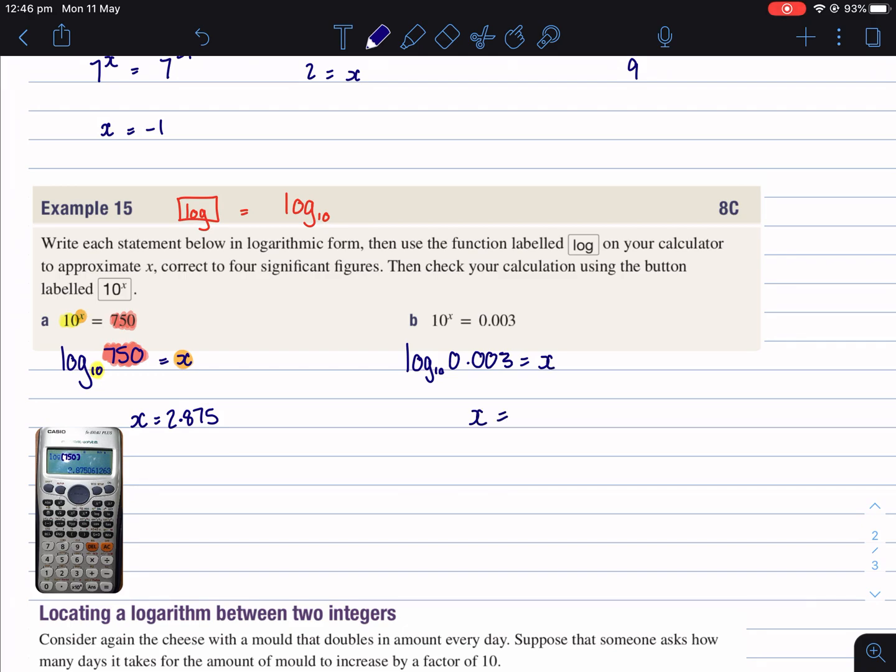So we're going to press log, and then we're going to press 0.003, close bracket, negative 2.523. So if you did 10 times 10 times 10, whatever, negative 2.523 times, you would end up with this. Obviously, when you think of it that way, logs don't make much sense, but they are a very convenient form of mathematics that was discovered and used very much in chemistry.